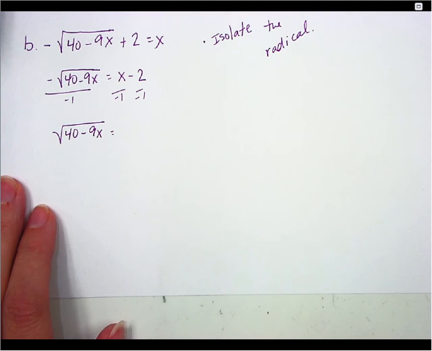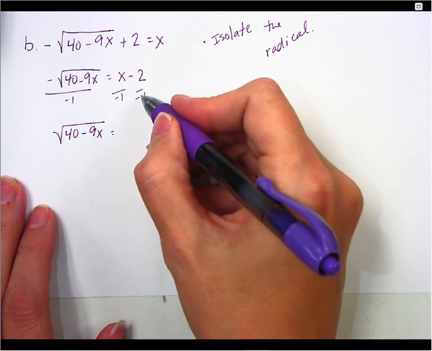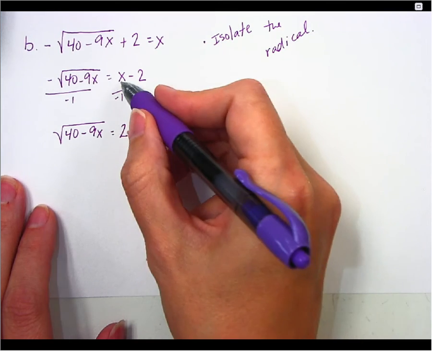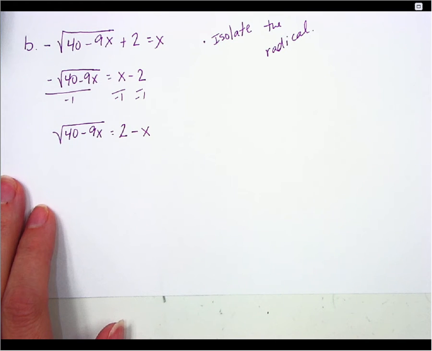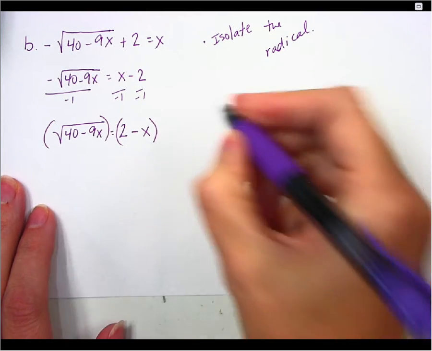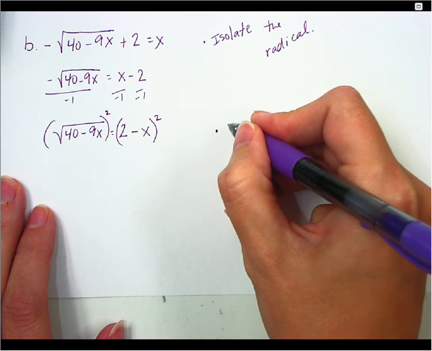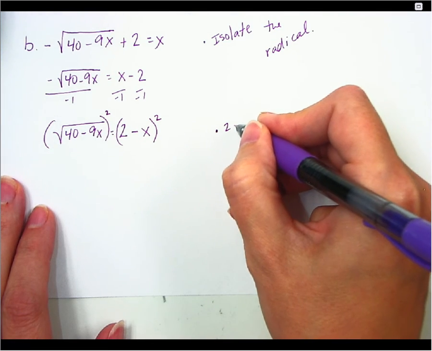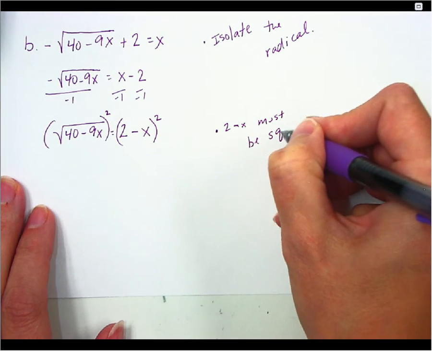Now, I hope it doesn't freak you out, but I'm going to switch the order a little bit. When I do -2 divided by -1, that's +2, and then x divided by -1 is minus x. Okay, and now the radical is isolated. We're ready to square both sides. It's super important that you understand that 2 minus x must be squared as a quantity.